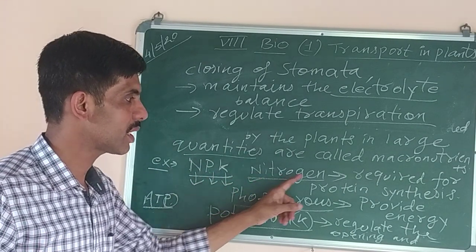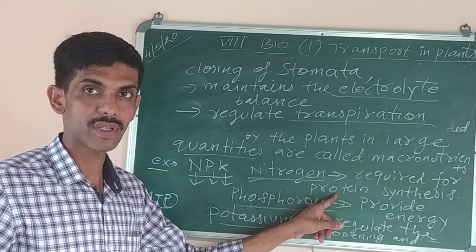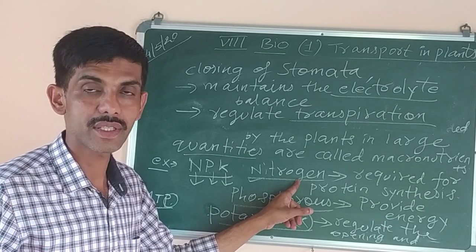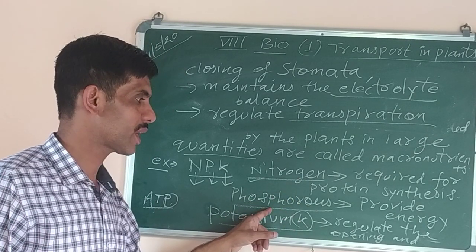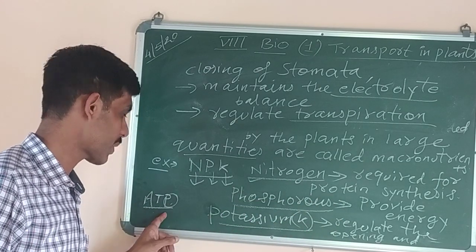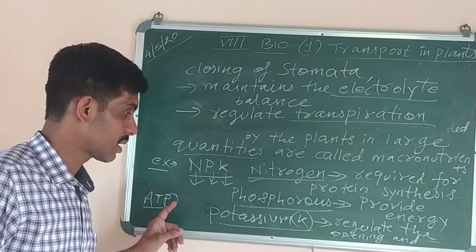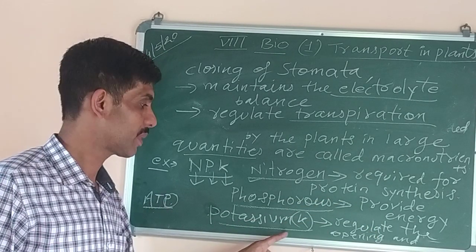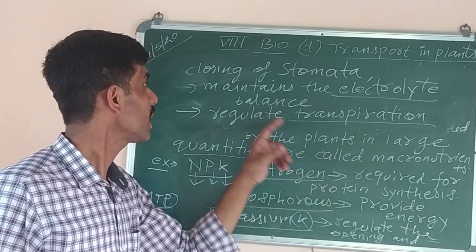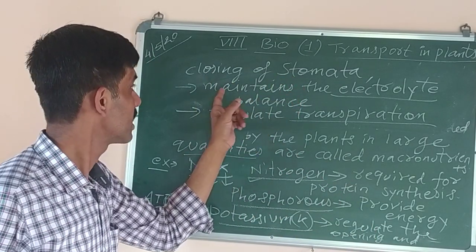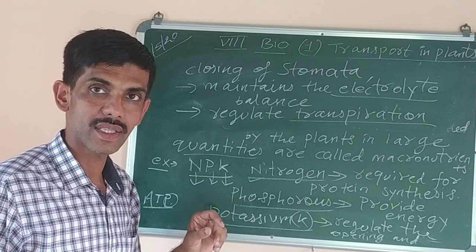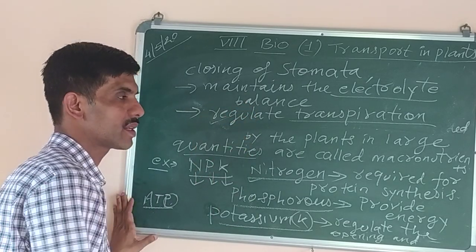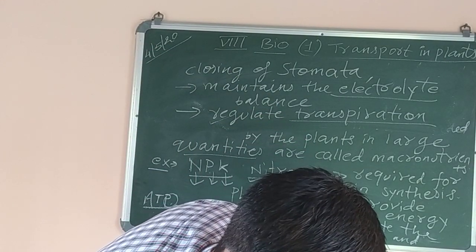Now what is the function of nitrogen? It is required for protein synthesis because it helps to form the amino acids, which are the structural and functional unit of proteins. Then phosphorus, it forms energy-rich compounds like ATP, ADP. So that's why it provides energy to the plant cells. And the third one is potassium. The symbol is K. It regulates the opening and closing of stomata, first function. Second, maintain the electrolytic balance, that is the balance of electrolytes in the plant cell. And it also helps to regulate the process of transpiration in the plants.